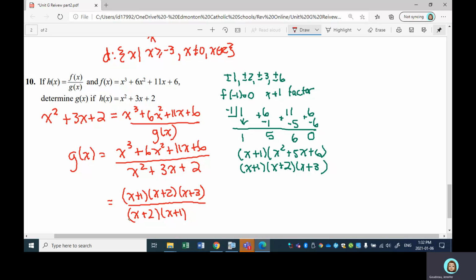That means that the x plus 2 will take out the factor in the numerator. This will take out the factor in the denominator. We're just left with x plus 3. So g at x is equal to x plus 3.